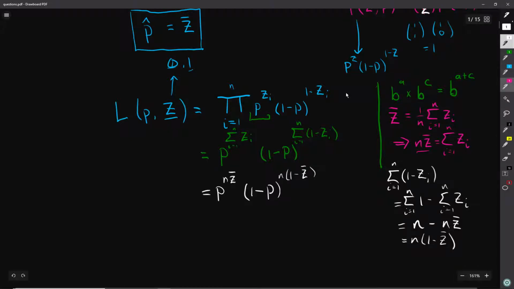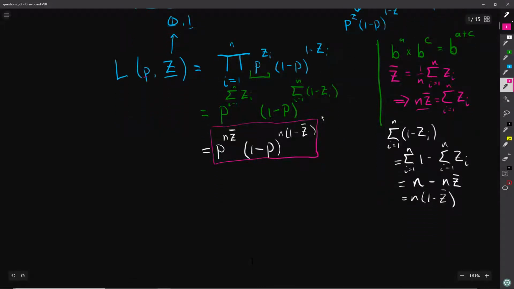And let's take a second to interpret what this is saying. This is saying that if p is the true value for the parameter, this expression right here gives us the probability that we observe our sample z. So the sample z is observed with probability p to the n z bar times 1 minus p to the n times 1 minus z bar. Okay, and so now we can just use some calculus to figure out what the maximum is here.